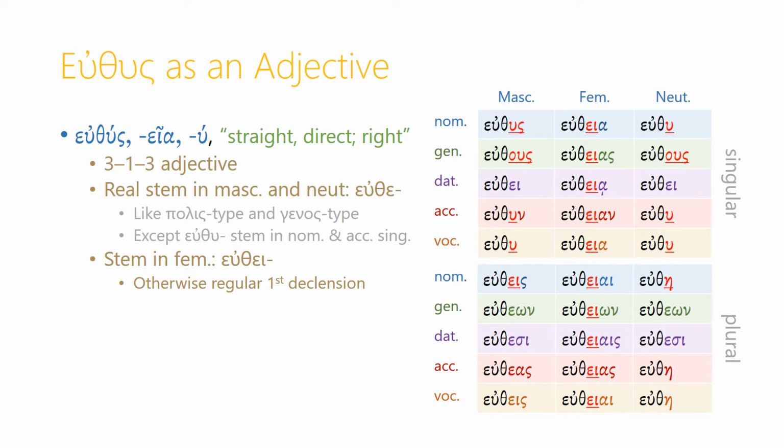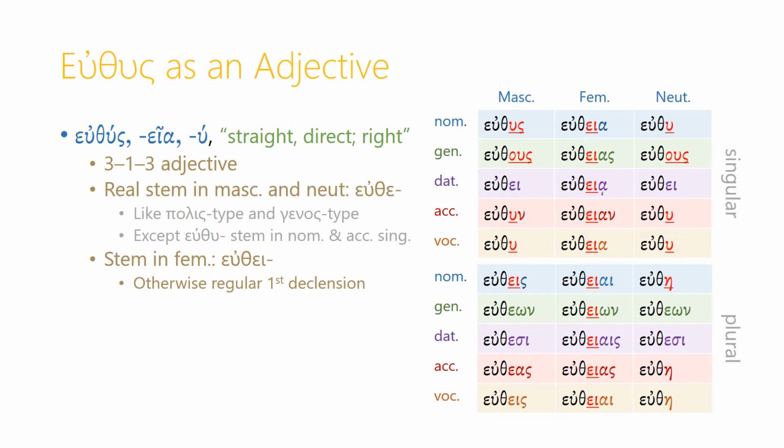In the neuter, similarly, the neuter nominative singular is just euthu. The genitive is euthous, as expected. The dative is euthei, as expected. But the accusative is the same as the nominative singular, and it's just euthu, as is the vocative, euthu. Really, the only forms you have to be careful to remember here are the neuter nominative singular and the masculine nominative and accusative singular. Because if you remember the neuter nominative singular, all you have to do is remember that the accusative and the vocative are the same. So euthu, euthu, and euthu.